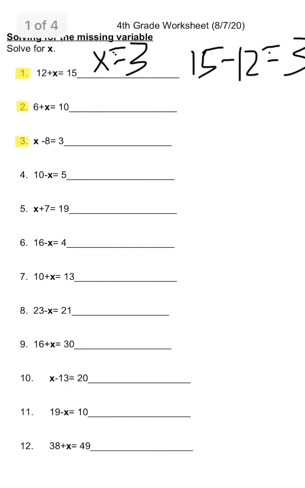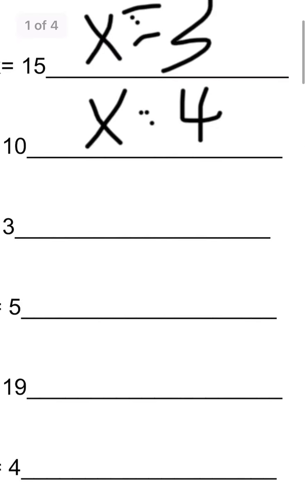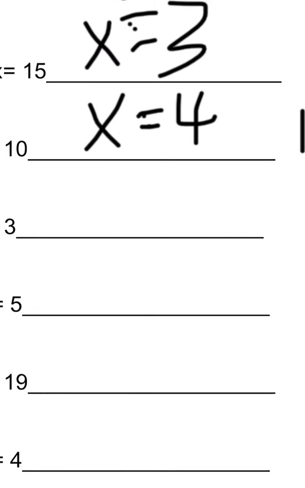Next, we're going to do 6 plus x equals 10. Again, we're going to go the opposite sign. So 10 minus 6 equals 4. So we're going to do x equals 4. Sorry, my equal signs don't look like equal signs.